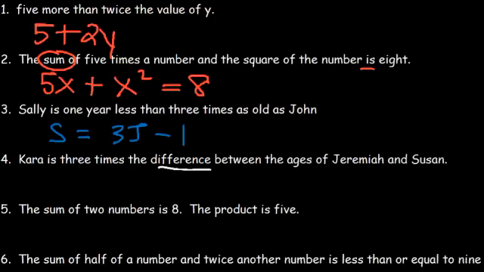Kara is 3 times the difference between the ages of Jeremiah and Susan. Let's start with the difference between Jeremiah and Susan. So that's J minus S. And then 3 times the difference. So 3 times J minus S. And that's equal to Kara's age.